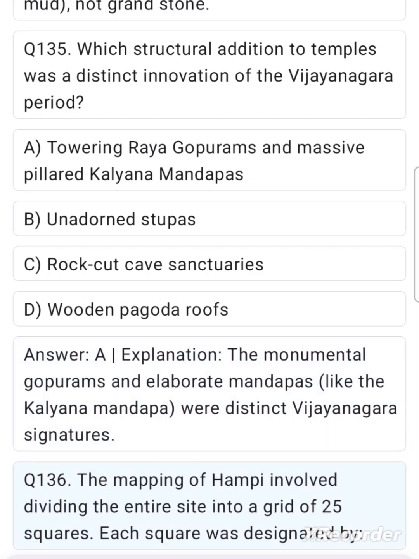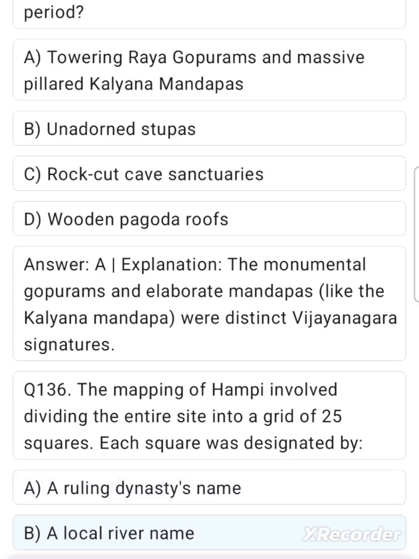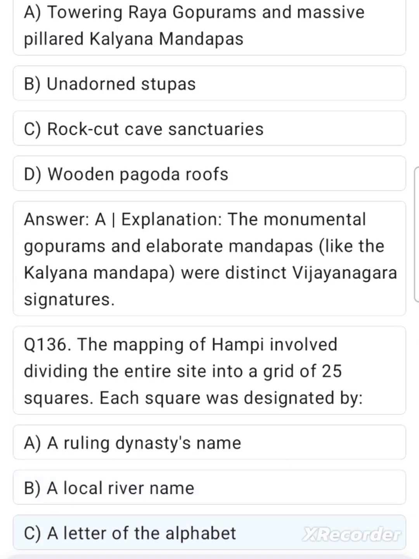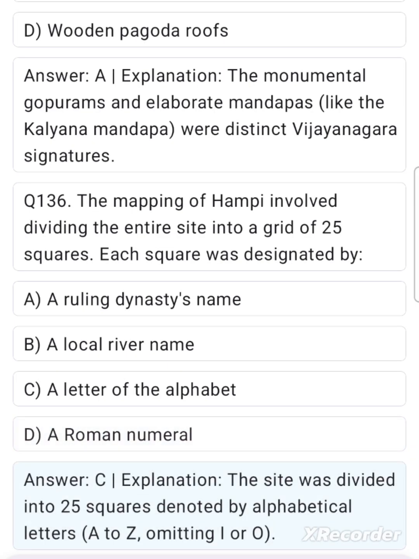Q 136. The mapping of Hampi involved dividing the entire site into a grid of 25 squares. Each square was designated by: A. A ruling dynasty's name. B. A local river name. C. A letter of the alphabet. D. A Roman numeral. Answer: C. Explanation: The site was divided into 25 squares denoted by alphabetical letters A to Z, omitting I or O.